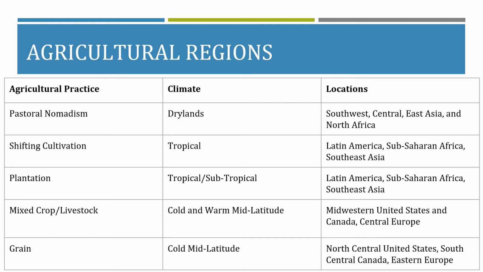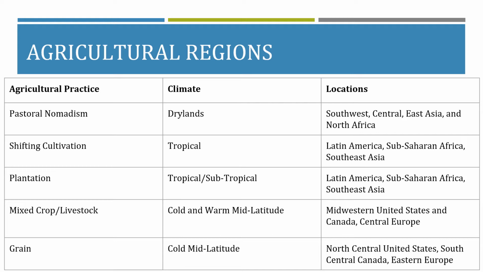The other category is known as commercial agriculture. Commercial agriculture is when you're growing plants and animals for sale. So you're doing it to make money. So let's start with the first type here, which is pastoral nomadism.